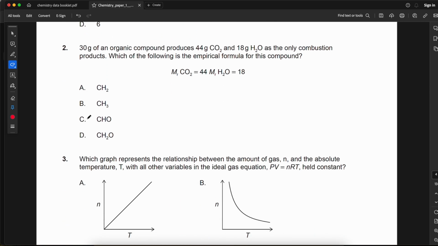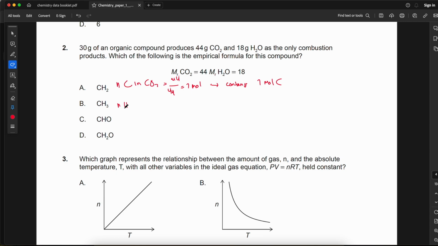30 grams of an organic compound produced 44 grams CO2 and 18 grams of H2O as the only combustion products. Which of the following is the empirical formula for this compound? So first we need to find the mole of CO2, which is 44 divided by 44, and it's 1 mole. So for CO2, it has 1 C, so it contains 1 mole C.